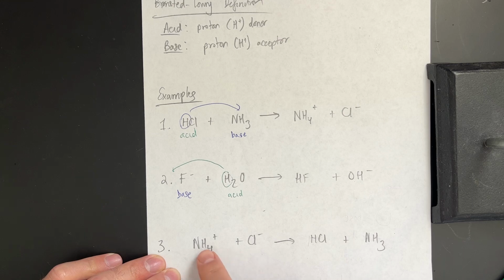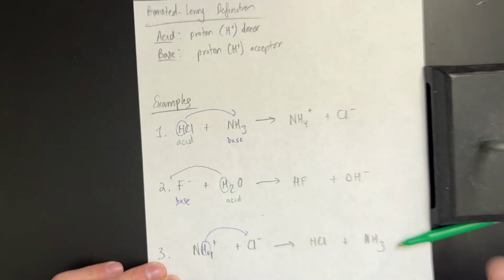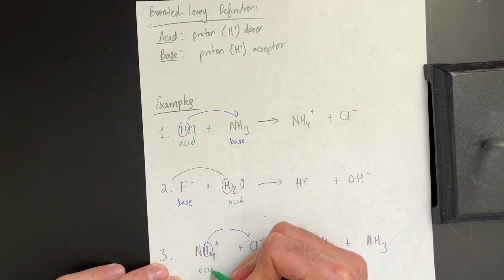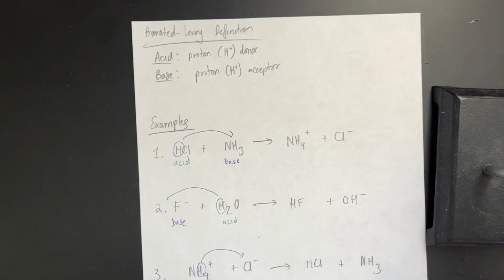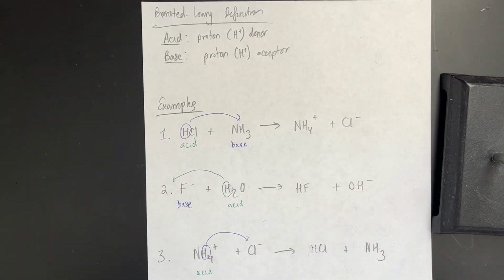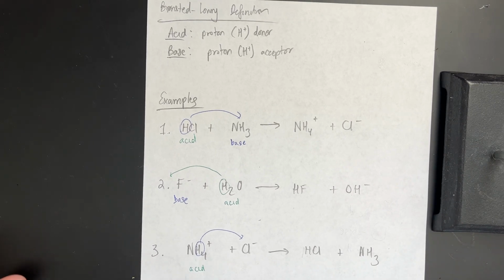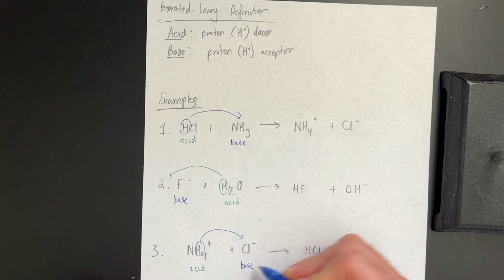Very nice. And then here we have NH4, it's becoming NH3, so it's the one who's giving up its H, and so it must be the acid. And Cl here is gaining the proton, and so it must be the base, right? And so that's how you classify things as acid or a base based on the Bronsted-Lowry definition.